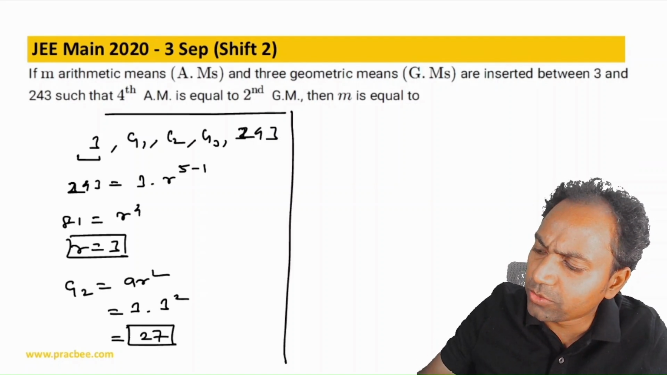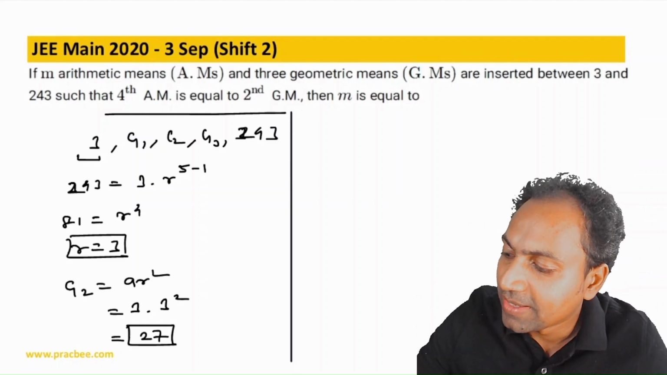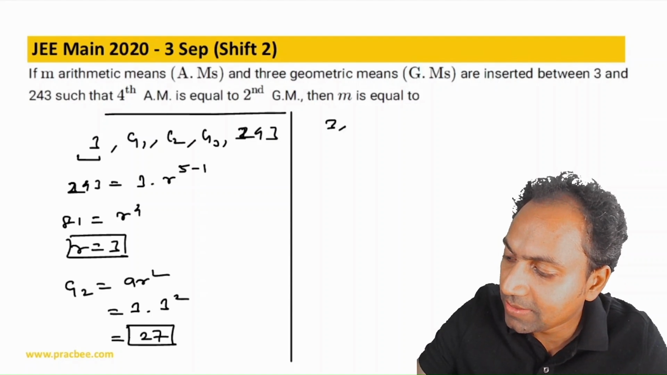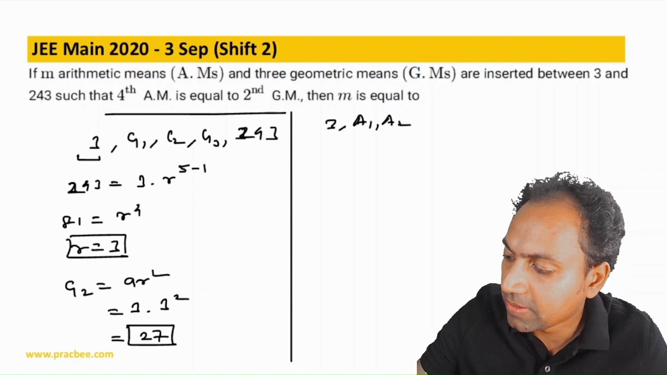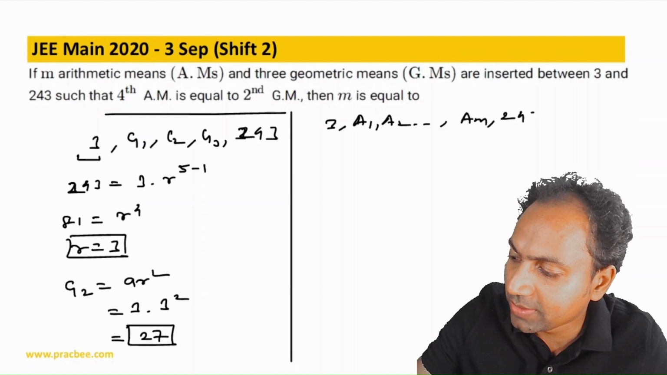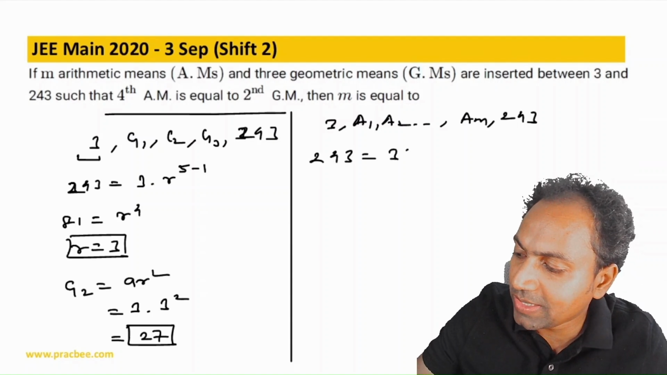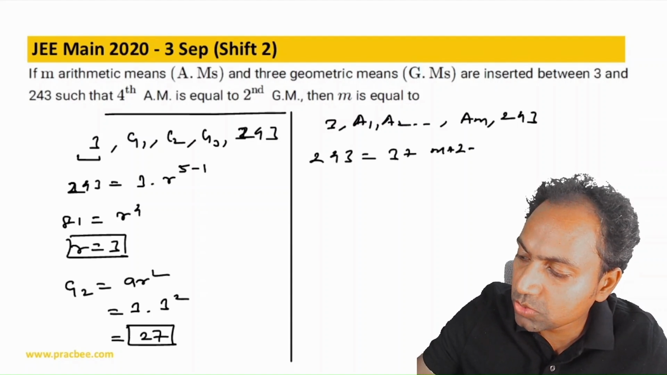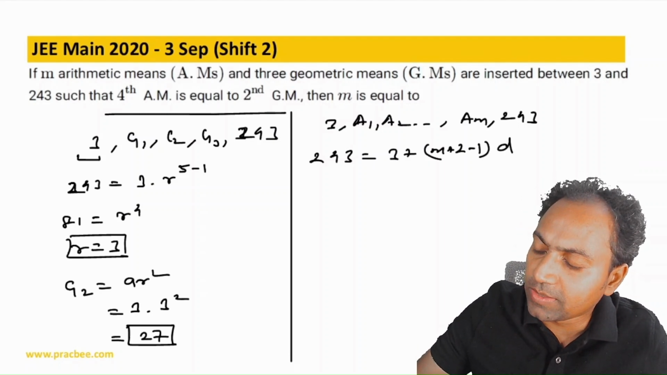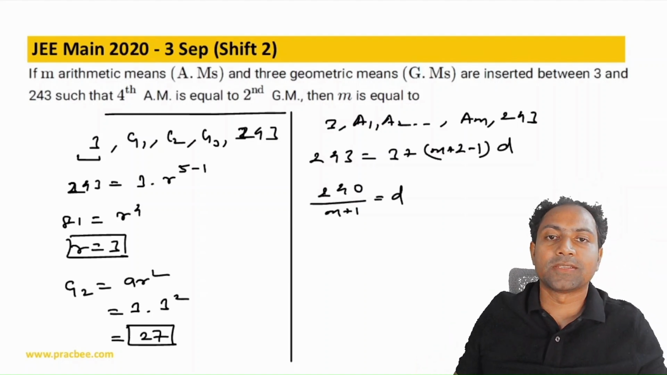Now let us go into the domain of arithmetic means. What they're saying about arithmetic mean is, if I have M arithmetic means, then 3, A1, A2 like this, then we will go till AM and then 243 will come. So if I want to find the value of D, it is going to be A plus M plus 2 minus 1 into D. So the value of D comes out to be 240 by M plus 1. This is the value of D we are getting.